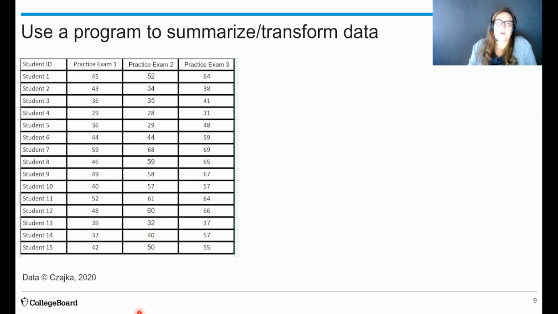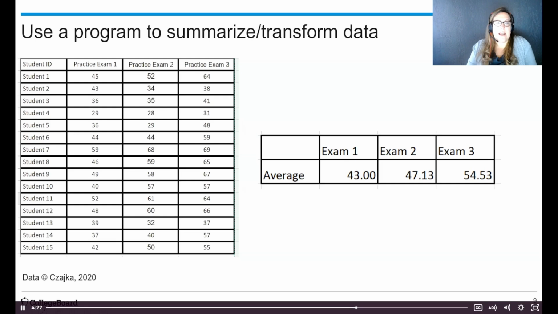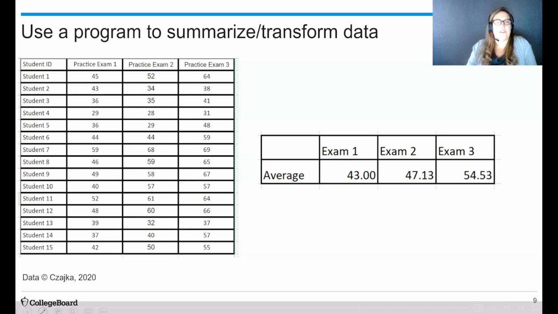I also might want to summarize the data. So for instance, I might want to summarize the data by average. So I put the average of all of exam one in this cell, which is a 43. For exam two, the average is a 47.13. And for exam three, the average is 54.53. I can quickly see that all of the averages definitely went up from each exam. I could have transformed the data if for some reason I wanted to curve the scores, curve the final grades I gave my students. I could add a certain number to every single score and transform that data, and then my average would be updated automatically.